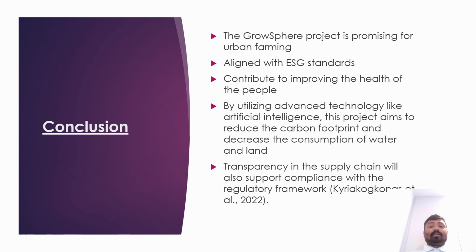And this is the conclusion. The Growsphere project is promising for urban farming, aligned with ESG standards, and contributes to improving the health of people by utilizing advanced technology like artificial intelligence. This project aims to reduce the carbon footprint and decrease the consumption of water and land. And talking about transparency in the supply chain, we will also support compliance with regulatory frameworks.